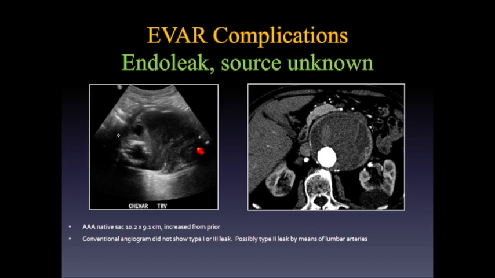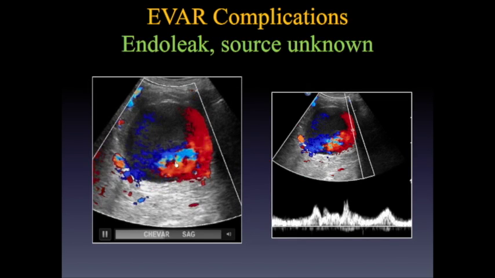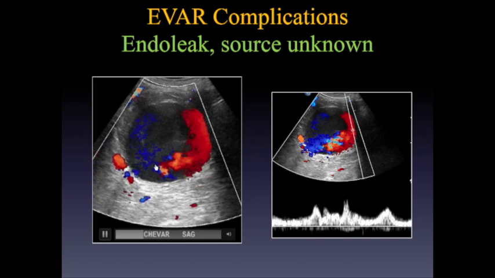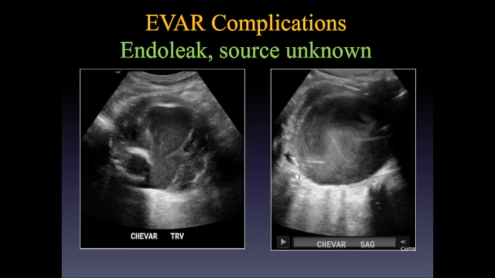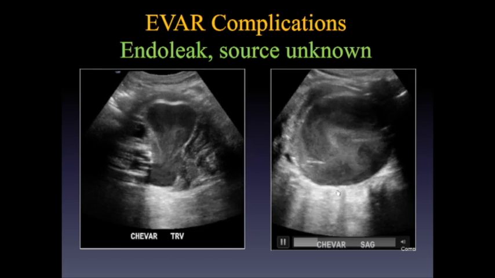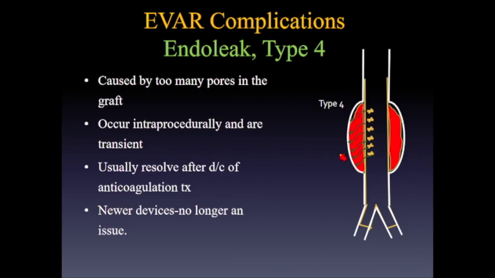And sometimes there could be really bizarre endoleaks, and it's really hard to find the source of them. Like this patient had what looks like an extremely big aneurysmal sac that is filled with lots of color, and on grayscale it's all moving, and it really looked terrible. However, an angiogram was performed, and they just couldn't find that much of a leak, and they thought that the lumbar arteries probably are filling it.